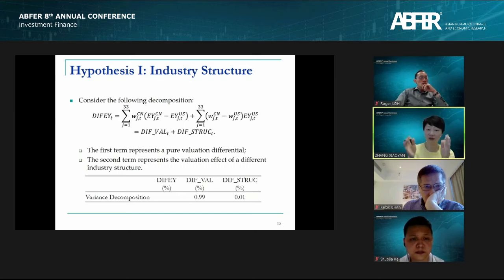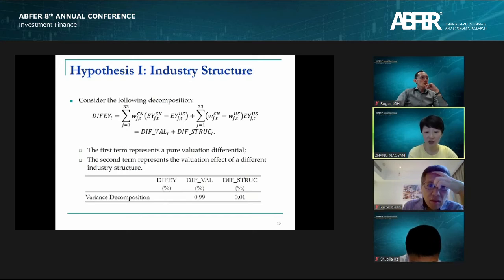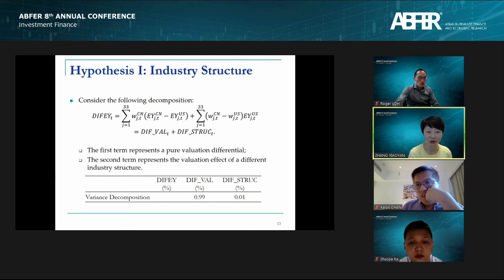Now, if difference in structure is the main reason for time series and cross-sectional variation, then the second part should explain most of the variations. And you can see at the bottom, the difference in valuation accounts for 99% of the total variance across time, across portfolio of diff EY. And difference in structure is only explaining 1%. So this is to say hypothesis 1 probably is not supported by the data. The difference is driven by valuation, not the structure of the industries. Okay, that's hypothesis number 1.